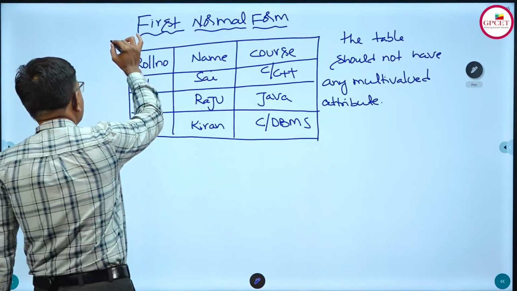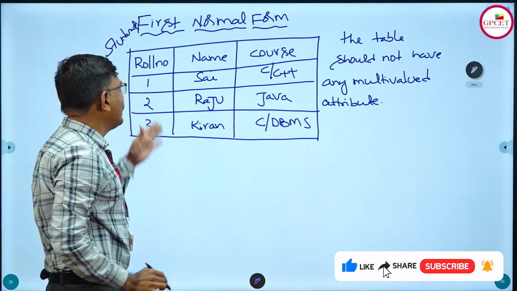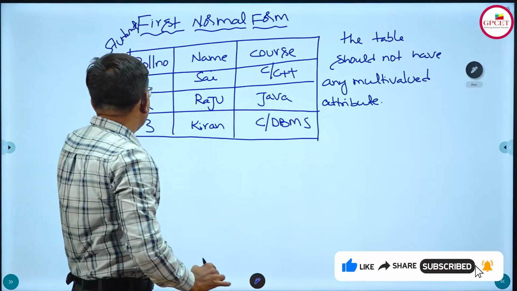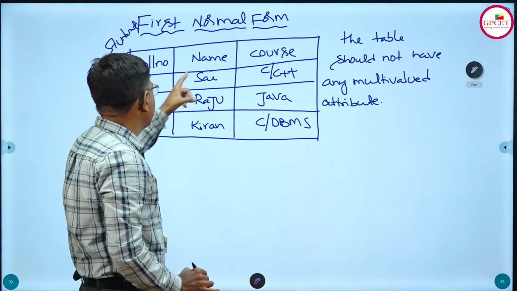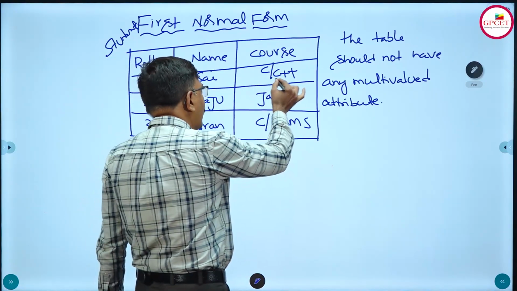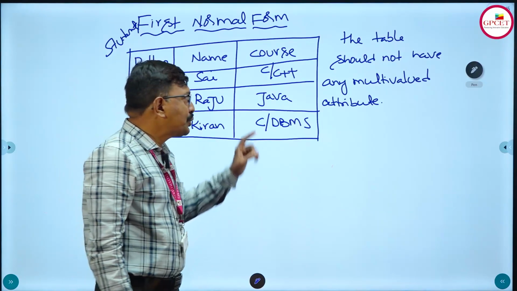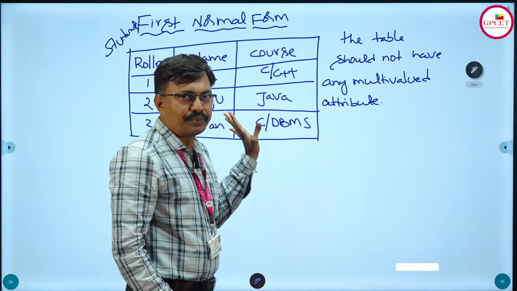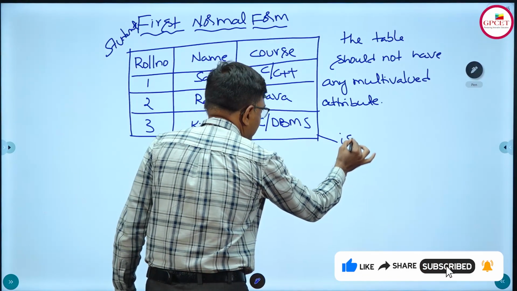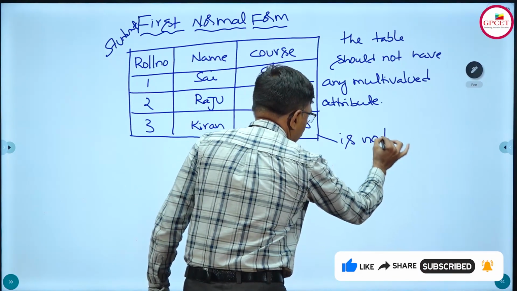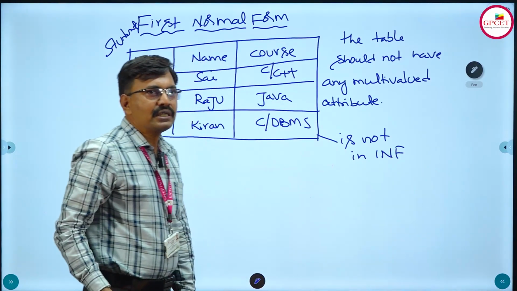The table name is the student table. The student table has roll number, name, and course, that is, a roll number attribute, a name attribute, and a course attribute. Observe here: roll number 1, name Sai, and then course C or C++. This is a multi-valued attribute. It should not contain a multi-valued attribute. That's why this student table is not in first normal form, not in 1NF.